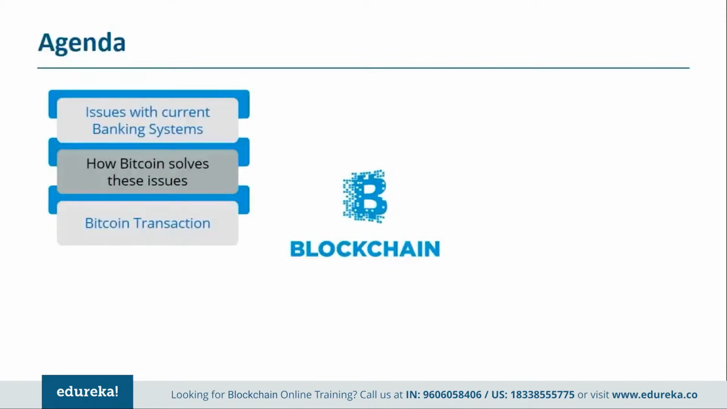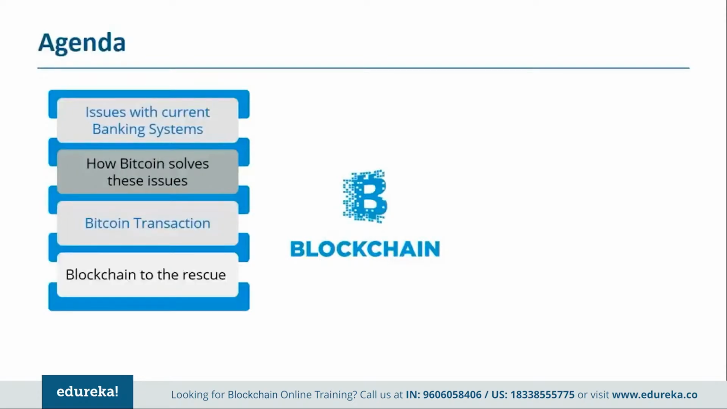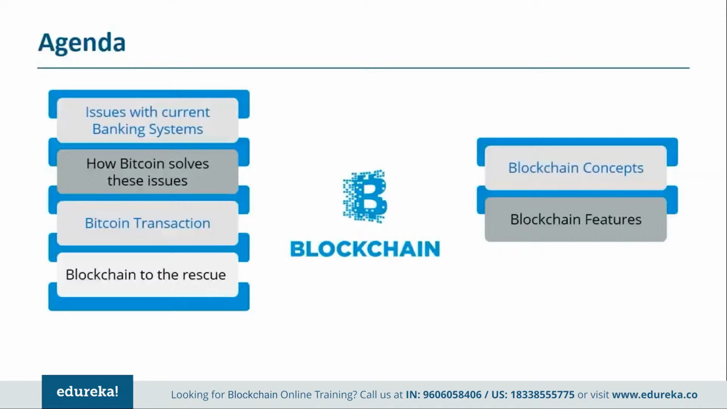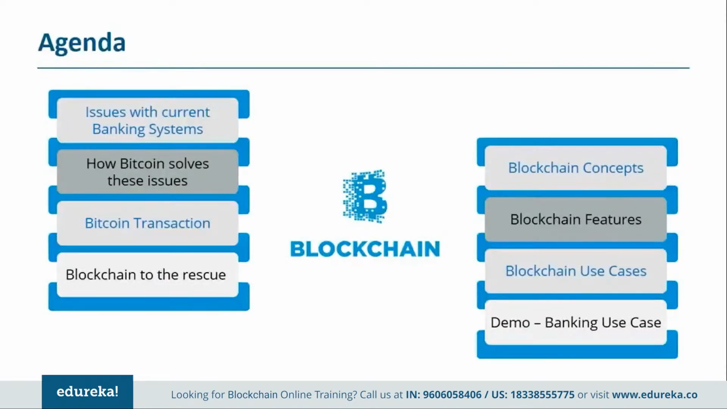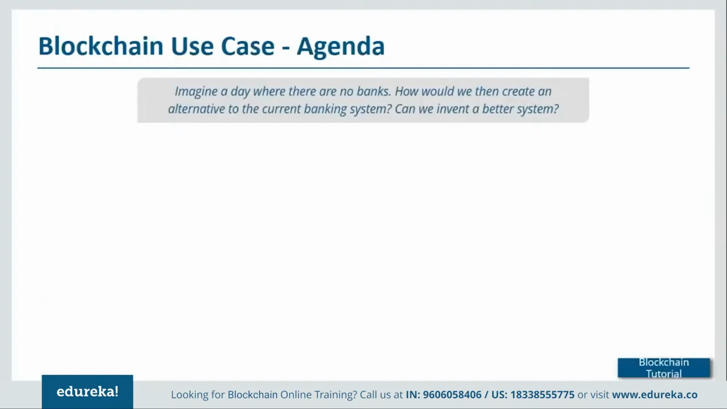Now if a transaction has to take place, there needs to be a certain medium, and that's exactly what blockchain is. Moving on from there, we'll try to talk about the various blockchain concepts, the various blockchain features, as well as we'll see where blockchain is being used apart from the banking domain. Finally, towards the later half of this session, we'll be looking at a banking use case demo where we'll try to create an alternative banking system as well as try to make it a bit better. Since you are reinventing something, let's try to make it better than anything that is there.